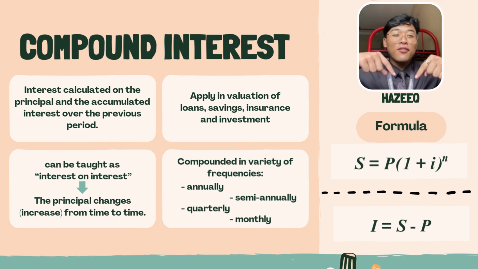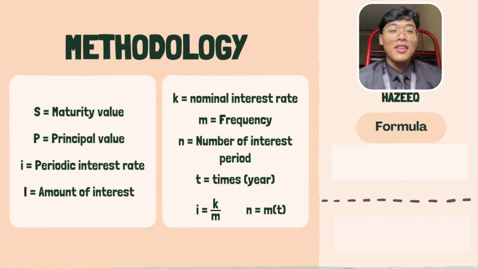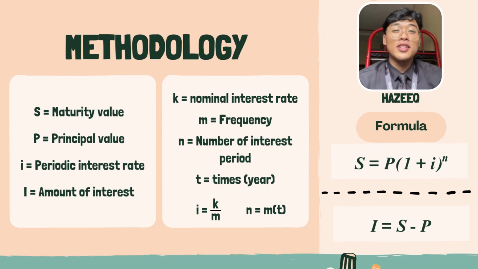And this is a sneak peek for the formula. These are the initials that you need to know before answering questions, which is S equals maturity value, P is principal value, I is periodic interest rate, capital I is amount of interest, K is nominal interest rate, M is for frequency, N is number of interest period, and T is time in terms of years. And the full formula for compound interest is S equals P bracket 1 plus I, the power of N.